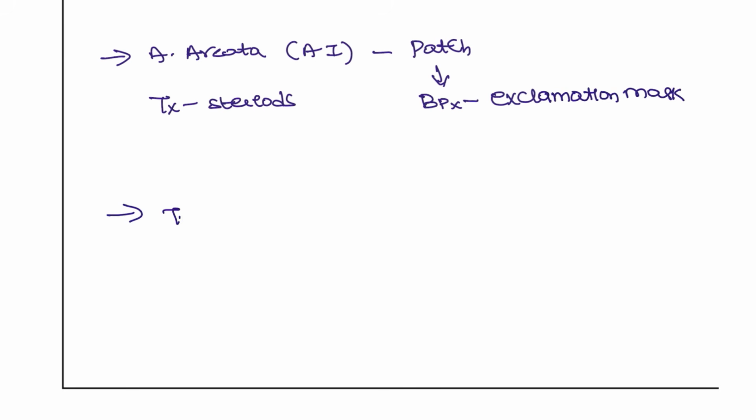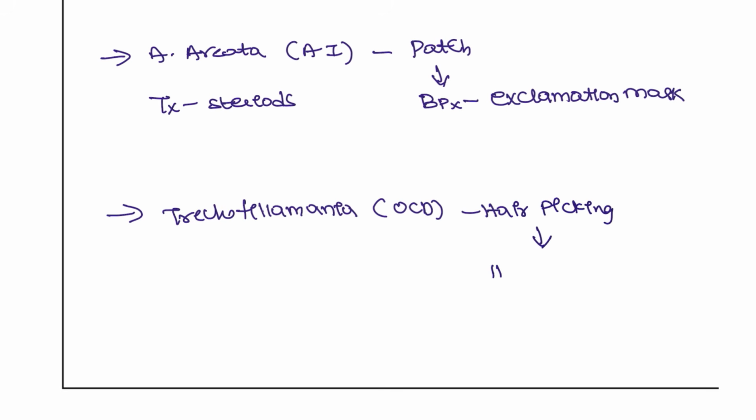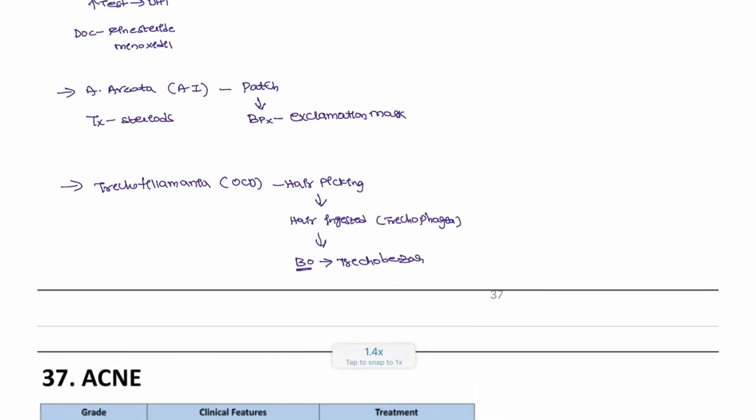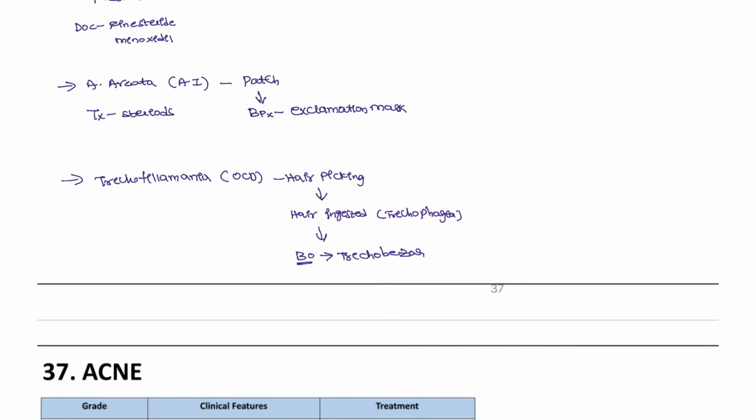Next, trichotillomania. Trichotillomania is a type of OCD condition. This is a type of OCD condition: hair picking. So the patient will be hair picking. And if the hair is ingested, the condition is known as trichophagia, right? And after that, if you see this presenting with bowel obstruction, this is known as a trichobezoar. It's a psychiatric cum surgical cum dermatological condition.